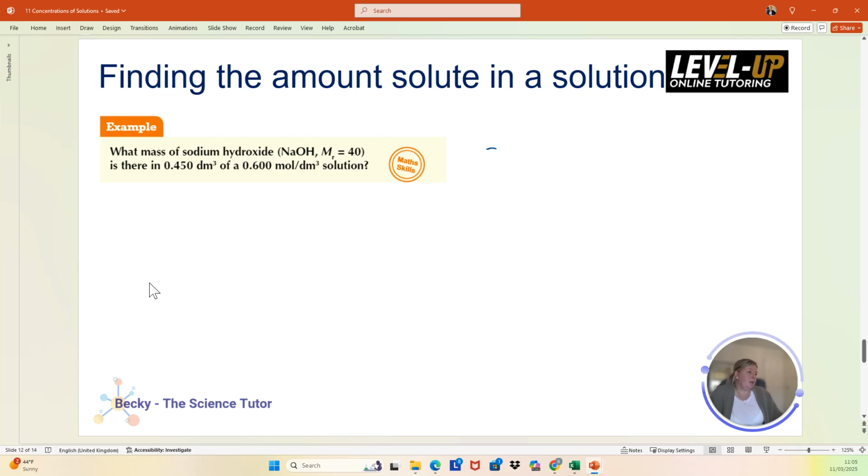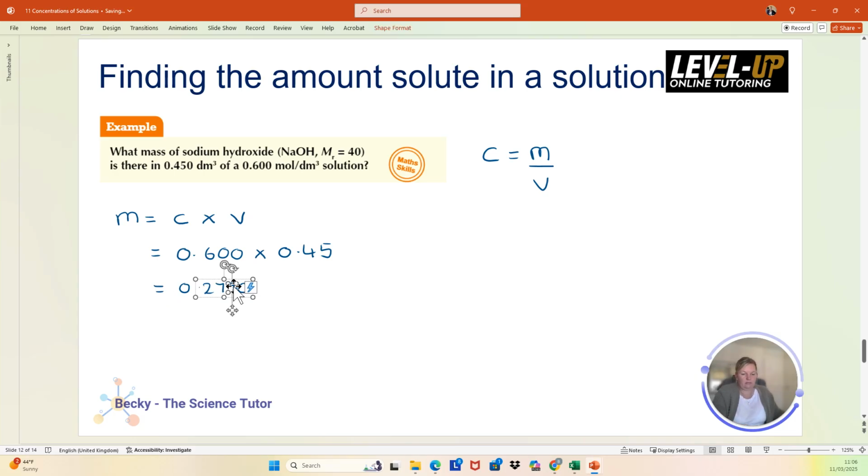If concentration is moles over volume, we're going to need to rearrange this to find moles. So our moles is concentration times volume. So we've got our concentration of 0.6 multiplied by our volume of 0.45, and therefore we can work out that we've got 0.27 moles.